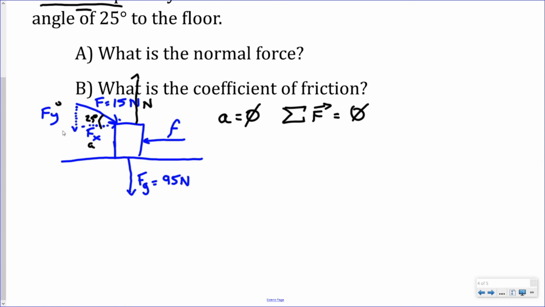So we're going to use opposite and the hypotenuse. Opposite and hypotenuse is sine, which is opposite over hypotenuse. Let's fill this in. Sine of 25 degrees equals the opposite, Fy, divided by the hypotenuse, which is 15 newtons.